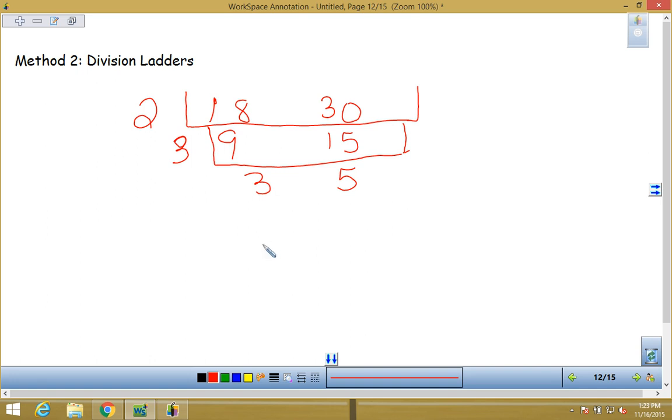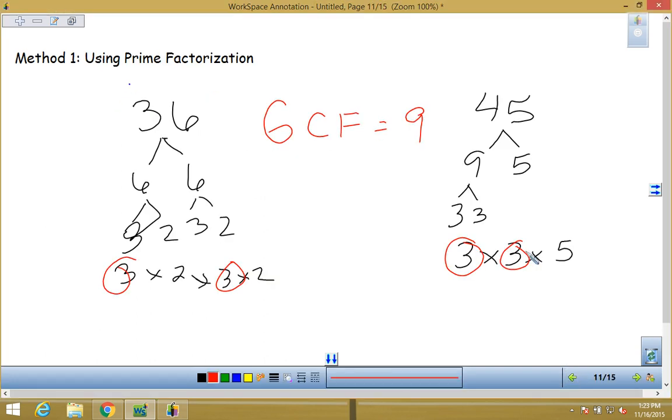Okay? Nani? So this is the 2 times 3? Yes. You're going to ignore the 3 and the 5 over here. Okay? This is what they don't have in common. So when we were looking over here at the factor trees, 45 doesn't have 2, and 36 doesn't have 5, right?